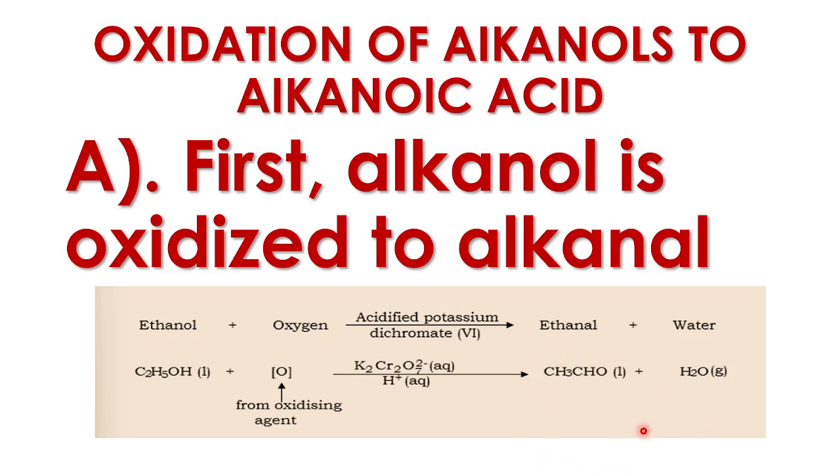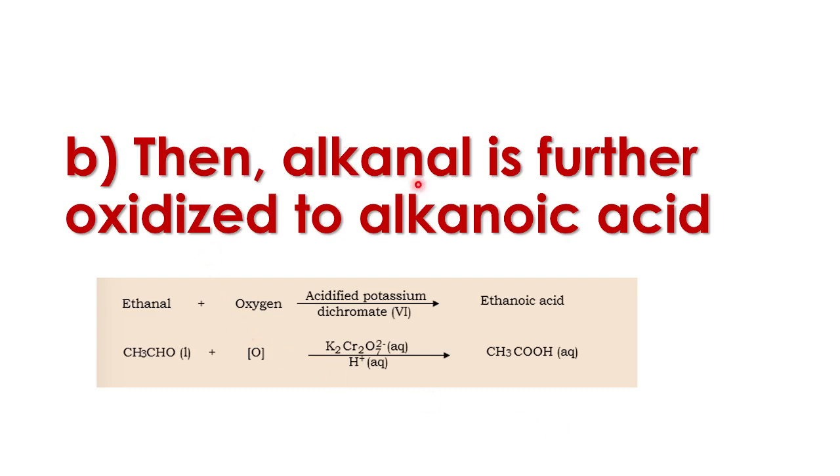Further oxidation of this ethanal can give you alkanoic acid. So the alkanal is further oxidized to alkanoic acid. It means ethanal plus oxygen can give you ethanoic acid under the presence of acidified potassium dichromate(VI). Simple as that. So these are examinable areas. They ask you to say, with the aid of equations, describe the oxidation of alkanols into alkanoic acids. So I have to write it the way I have written it here.